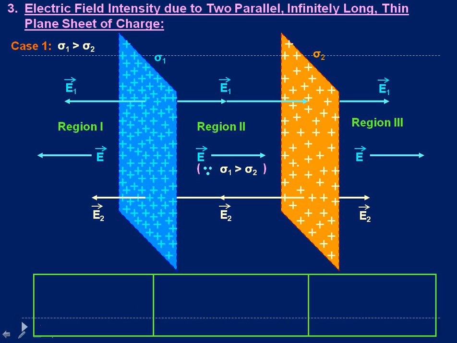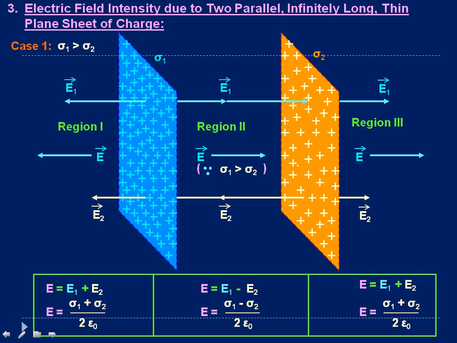And now I am writing all the values which we have discussed. There may be a possibility that sigma 1 is equal to sigma 2. Then in between there will be no electric field. There may be a possibility that sigma 2 is negatively charged. Then outside the plates, in region 1 and region 3, there will be no electric field.